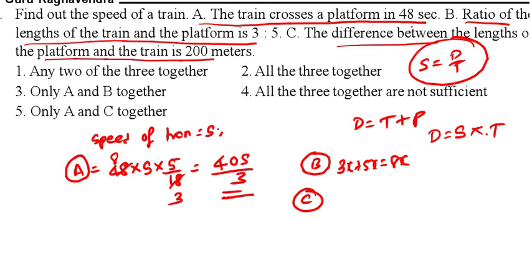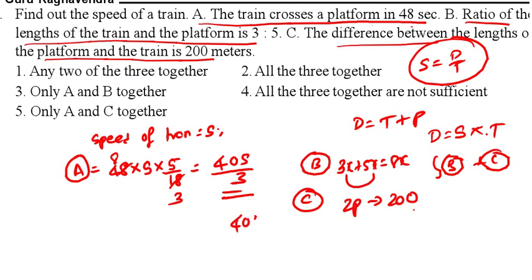So again, by using B plus C, the difference, 2 parts, is equal to 200. The difference between the length of the train and the length of the platform is this one. So what is the speed of the train?